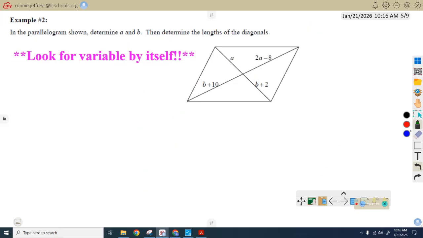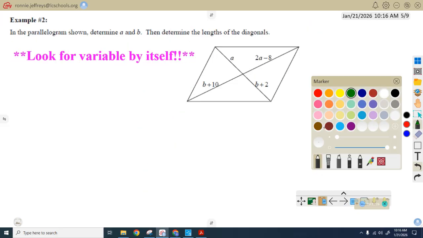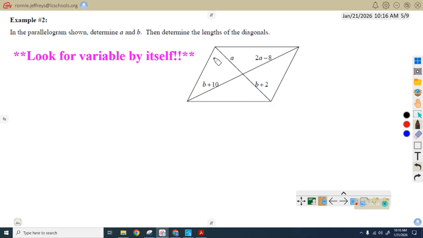Example 2. All right. Example 2. Determine A and B. Find the lengths of the diagonals. Okay. Well, we know that this is congruent to this.